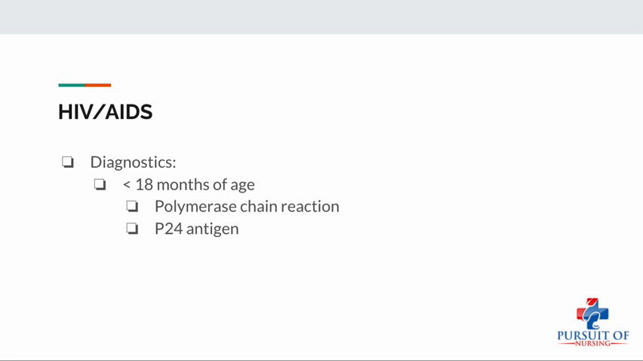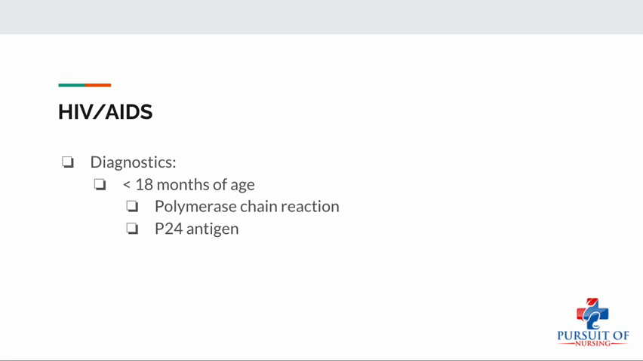All right, so diagnostics are performed in children less than 18 months of age. The polymerase chain reaction or P24 antigen is used. Most children with HIV will develop symptoms within the first 9 months, and then the remaining children will become symptomatic sometime before 3 years of age.